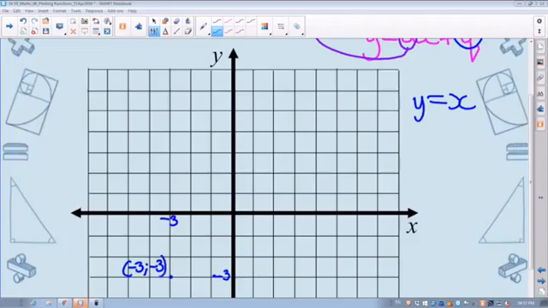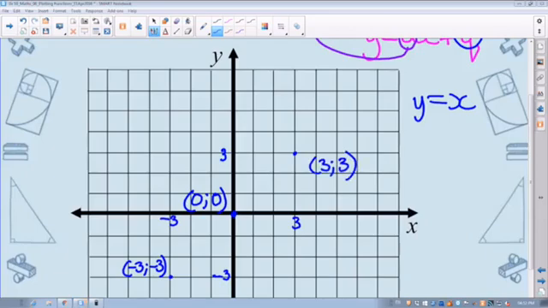My second coordinate was at 0, 0. So let's plot that. And my third coordinate was at 3, 3. So I'll just put in the 3 there and the 3 there and plot it. And write down the coordinate.